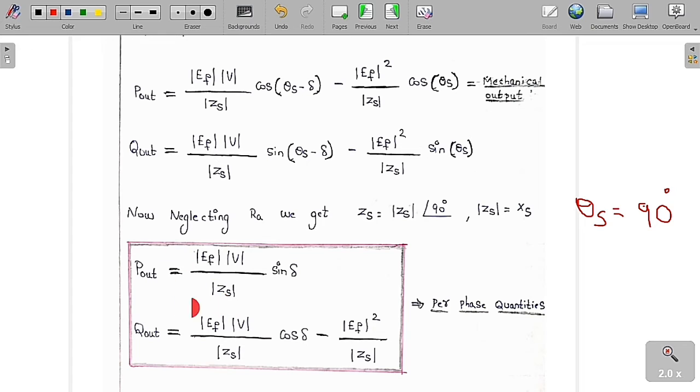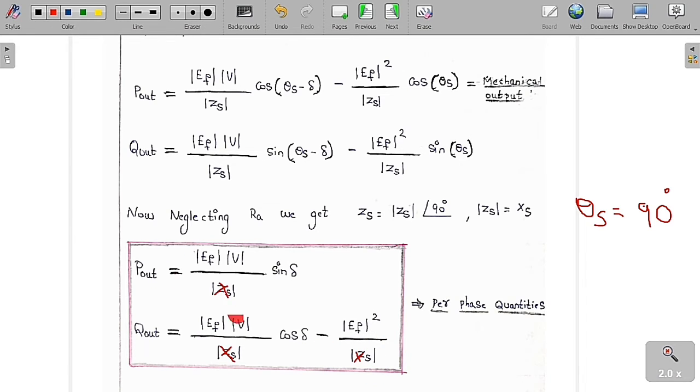So finally we are going to get the per phase active power output is equal to mod of EF mod of V by mod of ZS sin delta. And the per phase reactive power output is equal to mod of EF mod of V by mod of ZS. Here mod of ZS is nothing but your XS. Here it is XS, here it is XS: cos delta minus mod of EF whole square by XS.